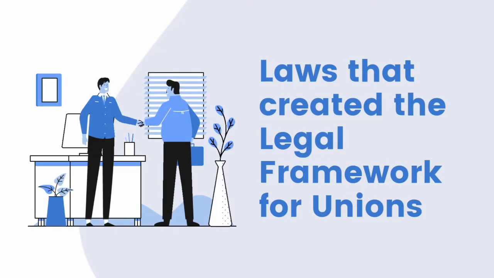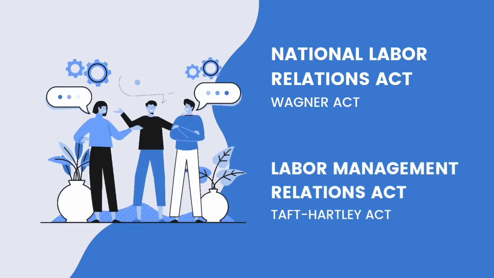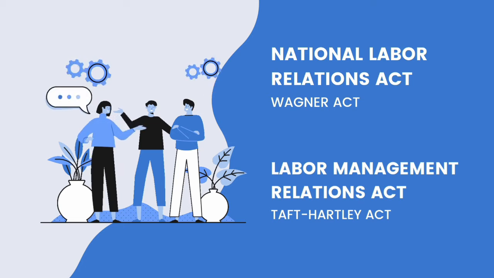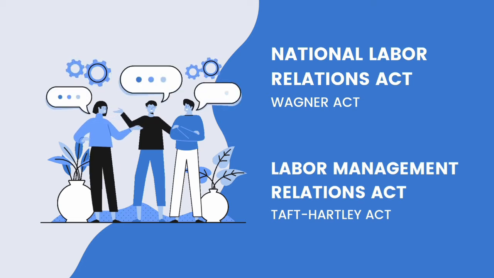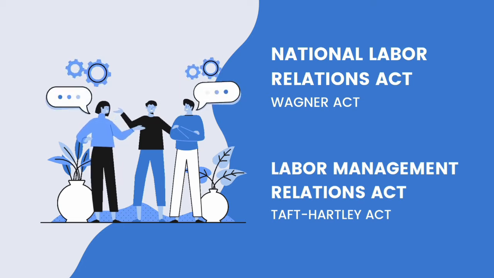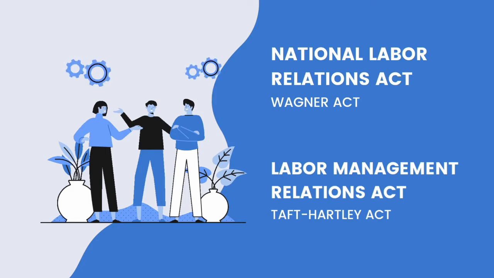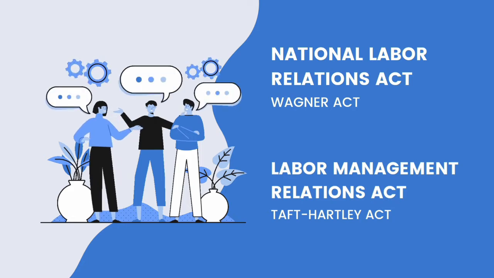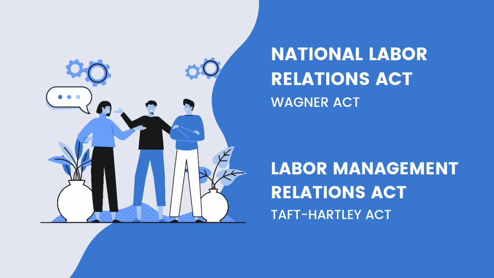Laws that created the legal framework for unions. Two major laws provide the rights and responsibilities for employee unions and employers: the National Labor Relations Act, or Wagner Act, and the Labor Management Relations Act, or the Taft-Hartley Act. Rather than present the detailed history and development of labor law, our discussion will focus on these two important laws that shape much of the labor relations process. We'll then briefly summarize other laws that have helped shape labor management activities.